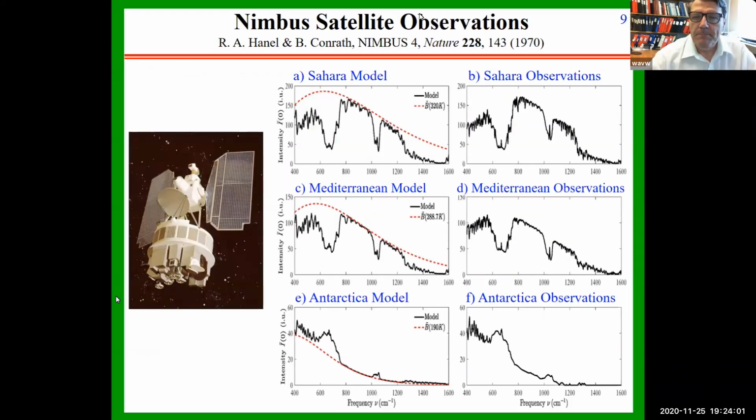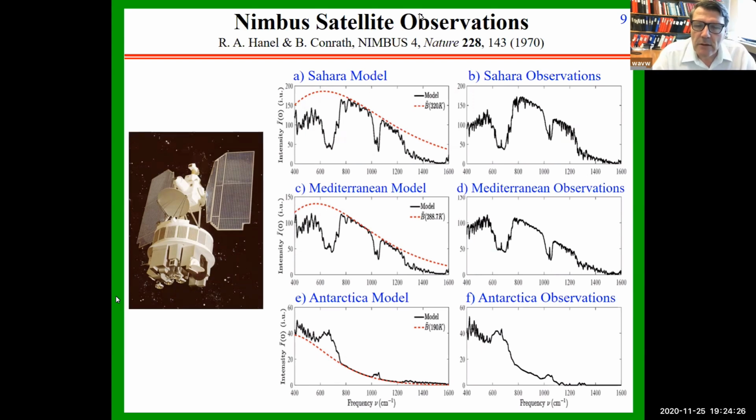Slide 9. Well, the question you can have is, William, those are nice curves, but how do you know they're right? So let's look at some satellite observations. These are observations made by the Nimbus satellite. The picture is shown at the left. This was a satellite that operated in the early 1970s.